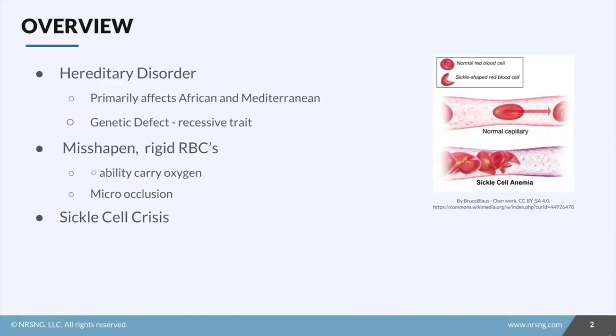Guys, in this lesson we are going to be talking about sickle cell anemia. Sickle cell anemia is a hereditary disorder and it most often affects people of African or Mediterranean descent. It is passed on as a recessive trait, which basically means that both parents have to have the trait in order for one of their kids to have it.